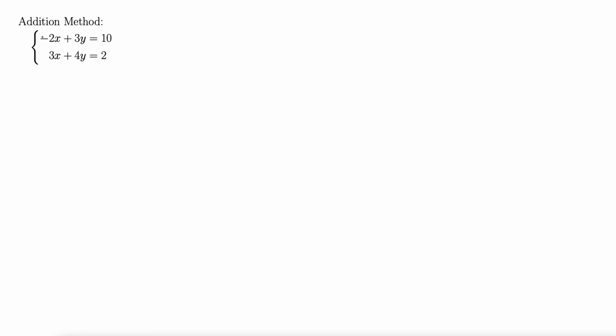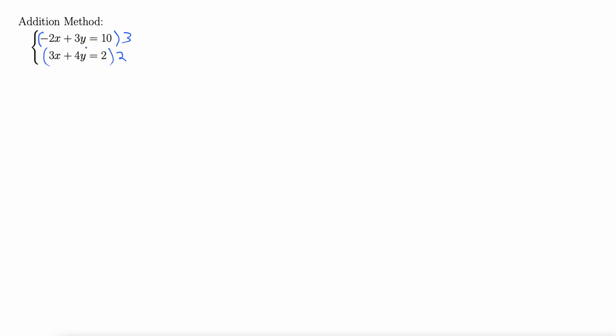But note that if we had a negative 6 right here and a 6 in front of the x, then they would drop out when we added them together. They would be eliminated. So let's shoot for getting 6's. Okay, so we have negative 2. Alright, so let's multiply the entire equation by 3. Here, let's multiply the entire equation by 2.